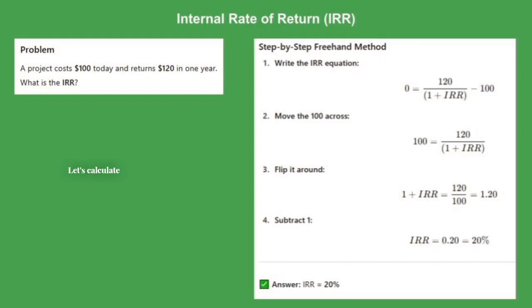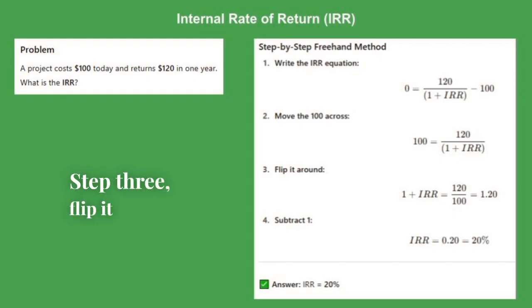Let's calculate the internal rate of return, IRR. The project costs 100 today and pays back 120 in 1 year. Step 1, write the equation. 0 equals 120 over 1 plus IRR minus 100. Step 2, move the 100 across. 100 equals 120 over 1 plus IRR.